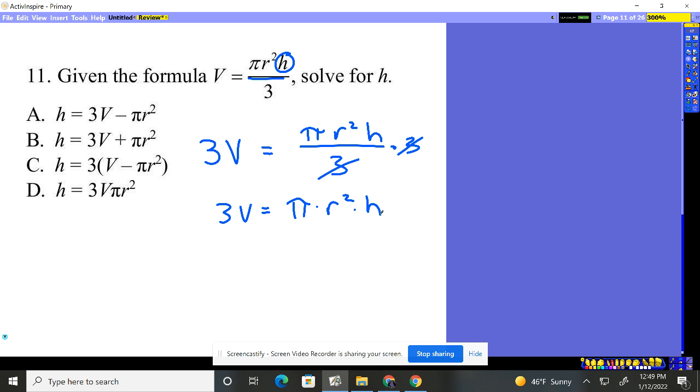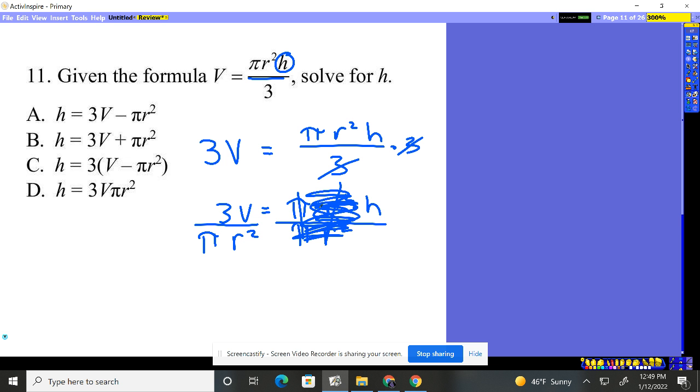We're trying to get the h by itself. So we need to undo multiplying by r squared and multiplying by pi. Well, how do you get rid of multiplying? You divide. Now we're going to go ahead and divide by pi to make it go away, and at the same time divide by the r squared to make it go away, which means I'm going to divide this side by a pi and an r squared also. These all go away, and guess what you're left with? There's your h. H is equal to 3 times the volume divided by pi r squared.